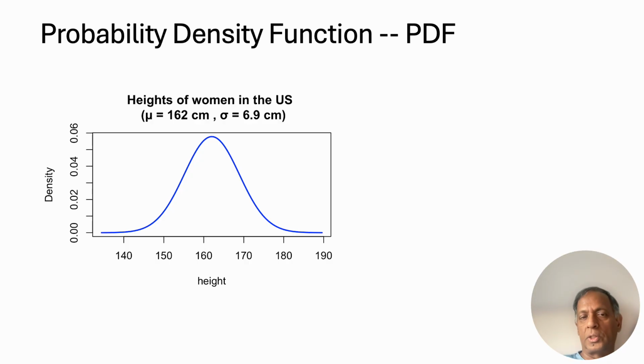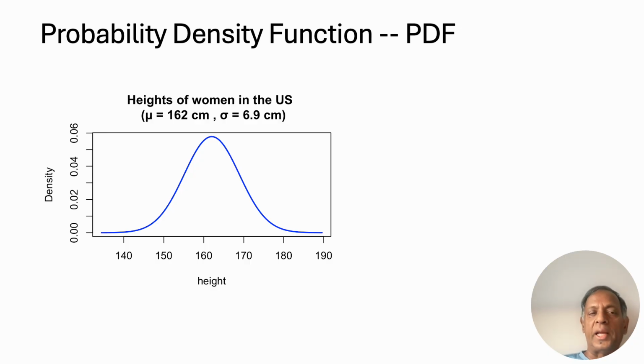Of course, it's a continuous curve, unlike a bar chart that we saw earlier. This is a continuous curve. Okay, and this happens to be the distribution of the heights of US women, where the mean height is, on average, 162 centimeters, and the standard deviation of the heights is 6.9 centimeters. Okay, and this is what the distribution is.